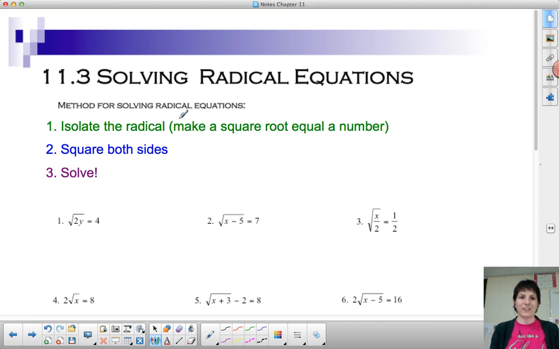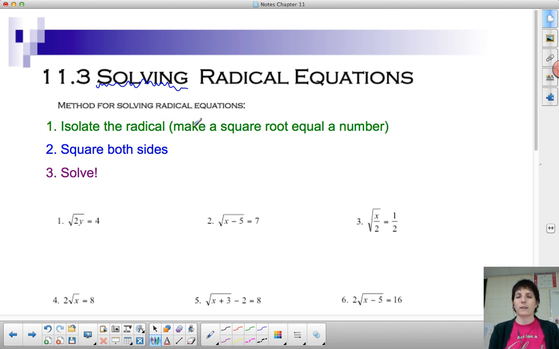All right, we're back for 11.3, and in 11.3 we're going to go back to solving, and this time we're going to be solving equations that have radicals in them. The method for doing this is actually pretty easy. You need to first isolate the radical. Oftentimes this step will be done for you.